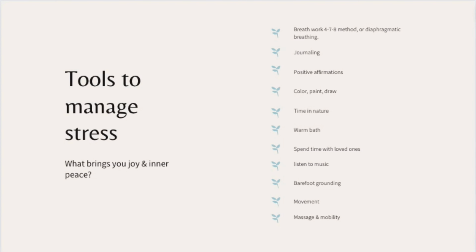A nice warm bath is another option. I like adding some Epsom salt in there to get some extra magnesium in. Spending time with loved ones, listening to music, going barefoot and grounding. So just going outside and just putting your feet in the soil, in the grass, on the floor. All of that is very calming and relaxing to our nervous system. And movement, just moving your body, dancing, just walking, just getting any kind of movement in.